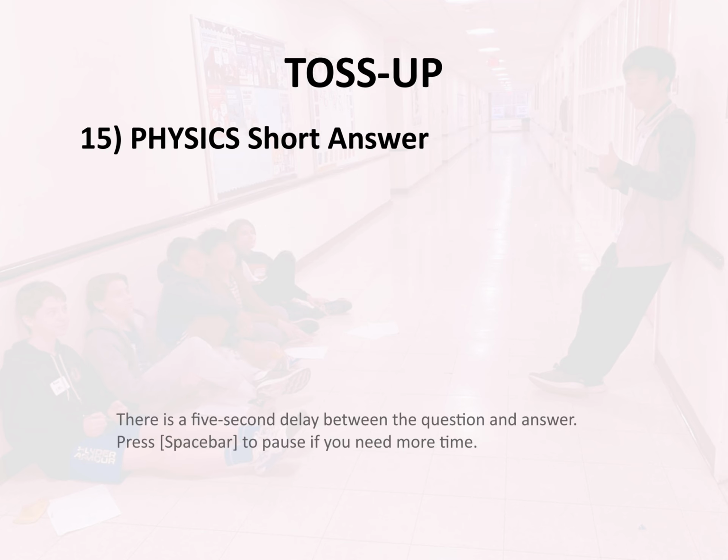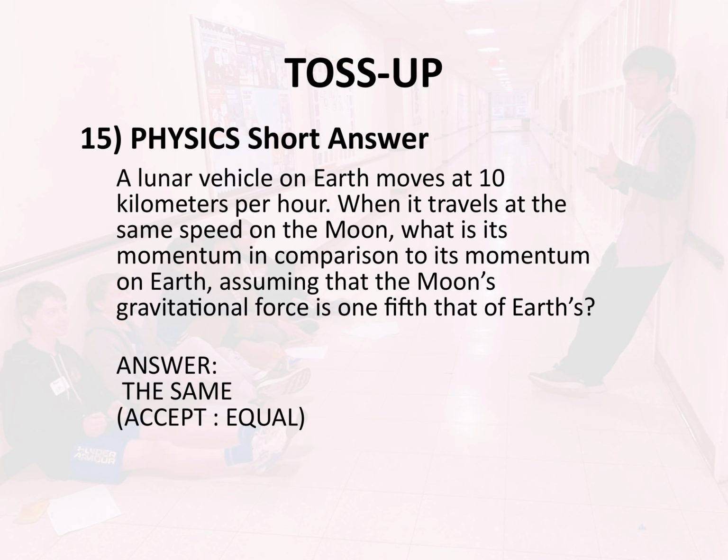Toss-up 15. Physics. Short answer. A lunar vehicle on Earth moves at 10 kilometers per hour. When it travels at the same speed on the Moon, what is its momentum in comparison to its momentum on Earth, assuming that the Moon's gravitational force is 1/5 that of Earth's? Answer. The same.